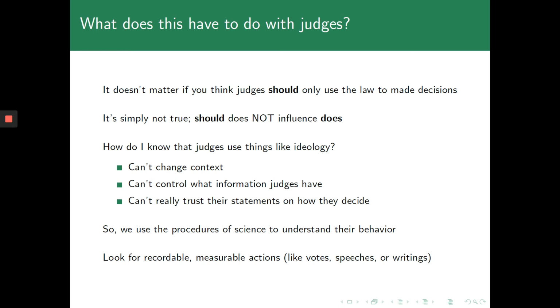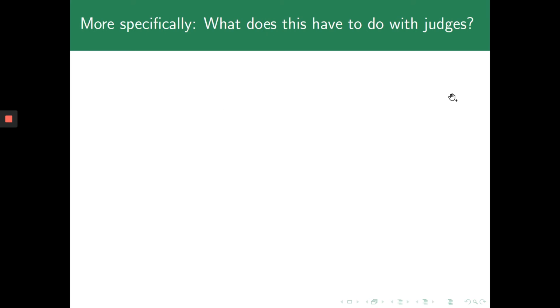We have to look for recordable, measurable actions. So when it comes to Supreme Court justices, a treasure trove of information is how they vote on cases. Something else is speeches they've given. What types of information do they include when they write the opinion, whether it's a majority or a dissent? We have to look to all those different things to glean some information about judges. Let me be a little more specific.